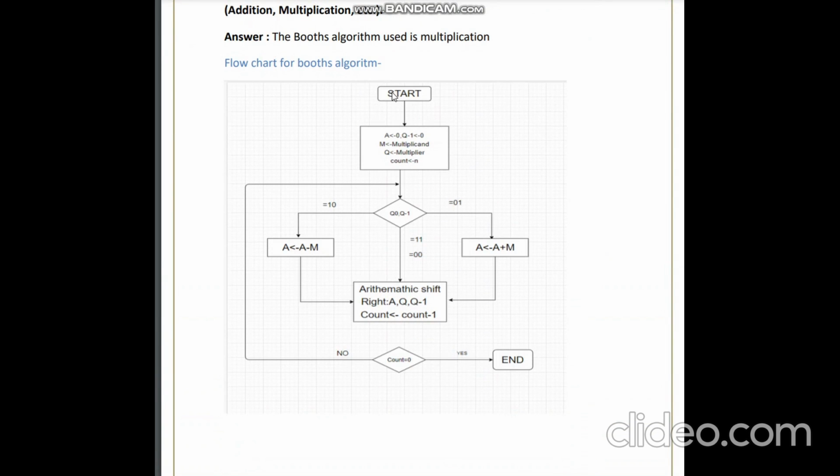First, start. We assign A as 0, Q minus 1 as 0, M as the multiplicand, Q as the multiplier, and count as n. If Q0 Q minus 1 is 1 0, then A equals A minus M. If it is 0 1, then A equals A plus M. If it's 1 1 or 0 0, then it's an arithmetic shift right operation, and count equals count minus 1. Then if count is 0, yes, done; if no, we have to repeat the operation again and again.